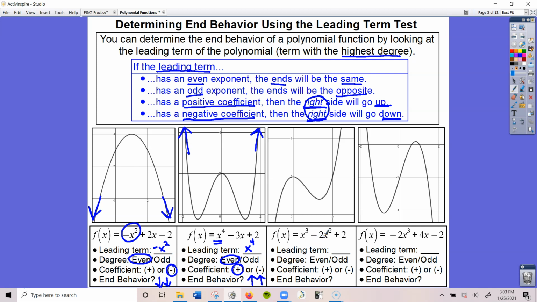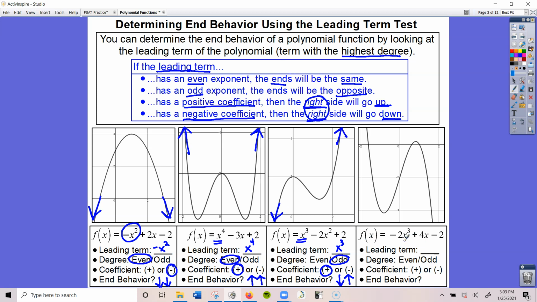For x to the third minus 2x squared plus 2, the leading term here is x to the third. The degree here is odd, and the coefficient is positive. So since the coefficient is positive, that means that the right side goes up. And since the exponent is an odd number, that means that the left side must go in the opposite direction, so down. So a trick here would be to remember O for odd, O for opposite. So you can see here on the graph that the left side goes down and the right side goes up.